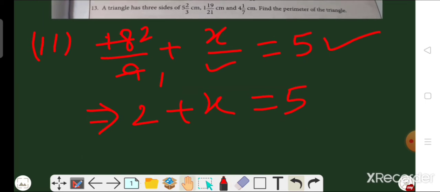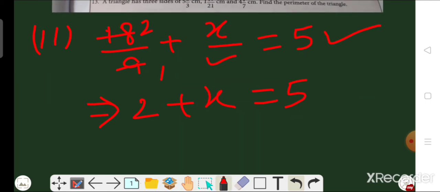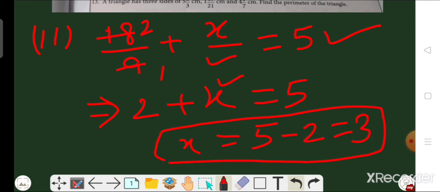Okay. Now what we have to do? We have to find x. To find x, we have to move this 2 toward the right side of equality. And this 2 is positive and this will become negative when it moves toward the right side of equality. So this implies x is equal to 5 minus 2 and that is equal to 3. So the answer of the 11th question is 3. So the required number which we have to add to 18 by 9 to get 5 is 3. This is the solution of your 11th question.